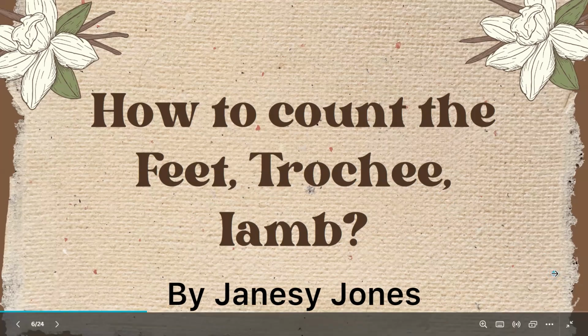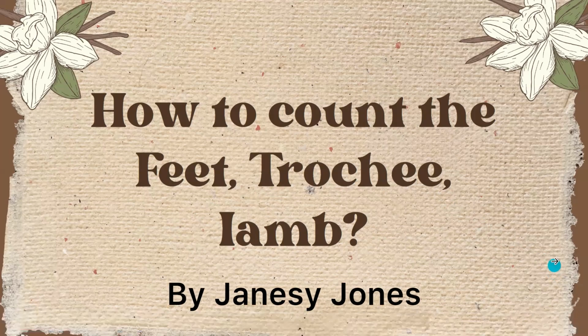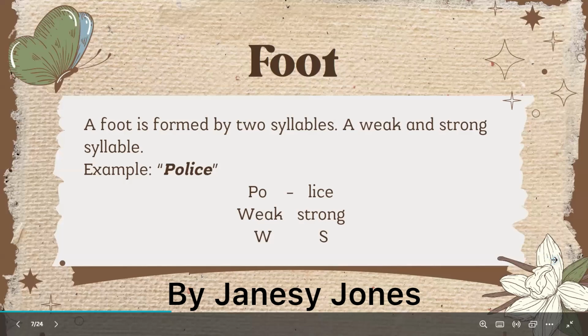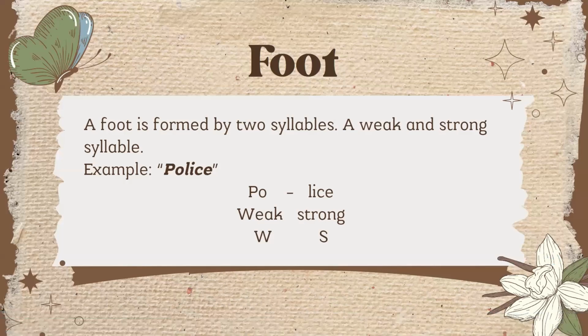And you will notice that they have a different pronunciation, but my classmate is going to explain that. Okay, how to count the feet: trochee and iamb. A foot is formed by two syllables, right? A weak and a strong syllable. Each of these parts is divided. So we have the word "police." We have the syllable "po," which is the weak syllable, and "lice," which is the strong syllable.